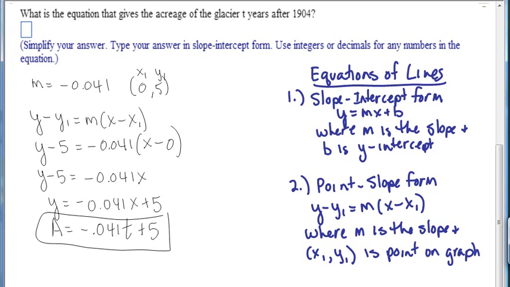So what does this all mean? Well, we know that the m is the slope, so we know that the rate of change of acres is decreasing by 0.041 acres per year. The 5 is the initial amount, which at 1904, it started with 5 acres. So that's what the m and the b represent. Hope this helps.